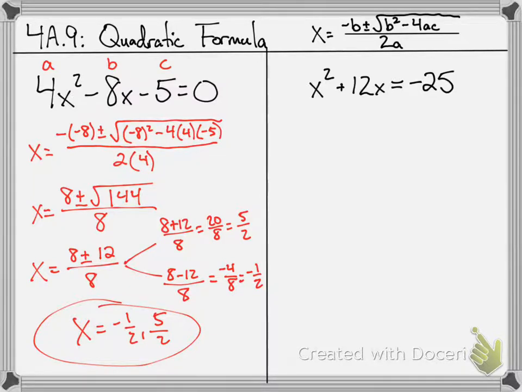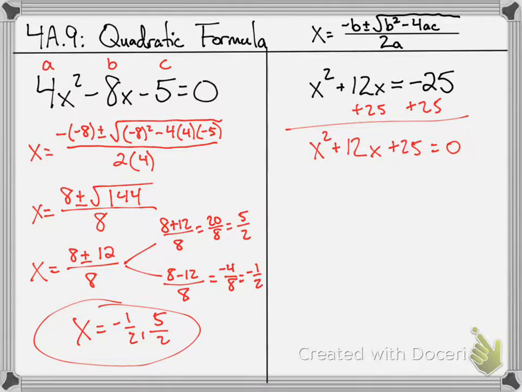Now in the second example here, one thing we need to take care of first is this is not set equal to 0. You can't do quadratic formula unless it's set equal to 0. So what I'm going to do really quick here is add 25 to each side, and I'm going to rewrite this problem as x squared plus 12x plus 25 equals 0. Now we have it written so that everything's on the left. It's equal to 0. Great.